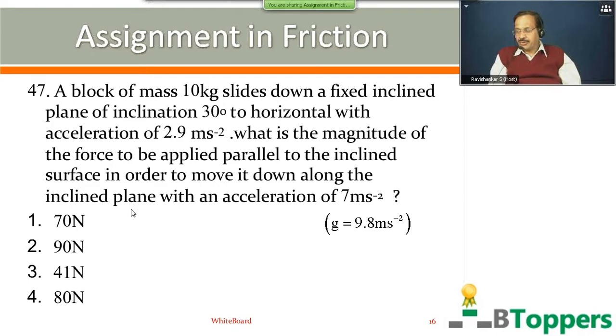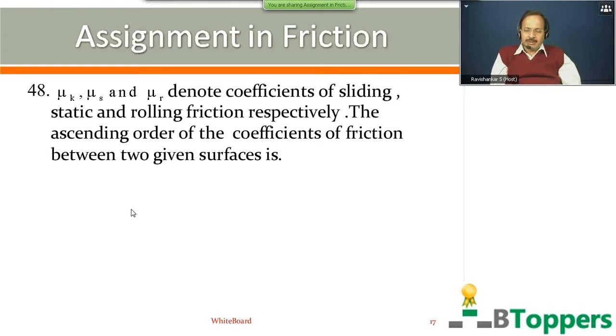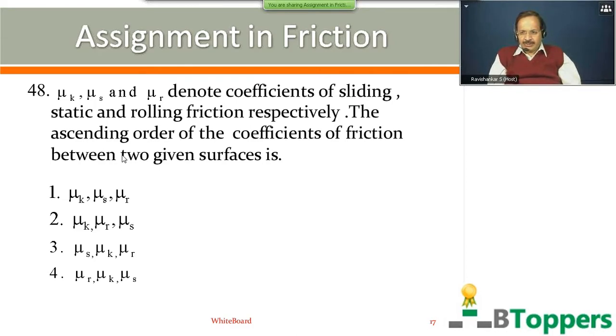In case you need more time to answer the question, you can take a pause and take your time. I'm going to show you the next question on screen. See question number 48. mu K, mu S and mu R denote coefficients of sliding, static and rolling friction respectively. The ascending order of the coefficients of friction between two given surfaces is. Come on, try to answer the question.